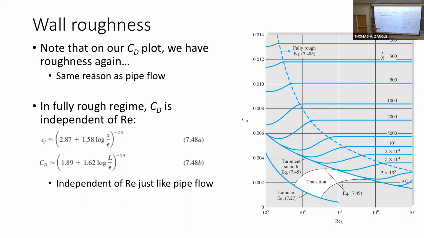And we can see that these expressions are independent of Reynolds number, again, just like pipe flow, right? So just like pipe flow, these lines become straight flat lines independent of Reynolds number.